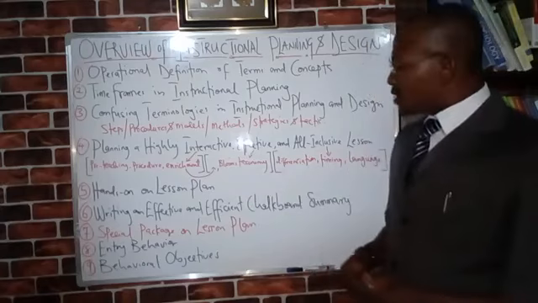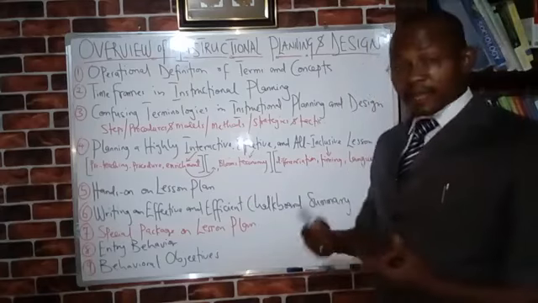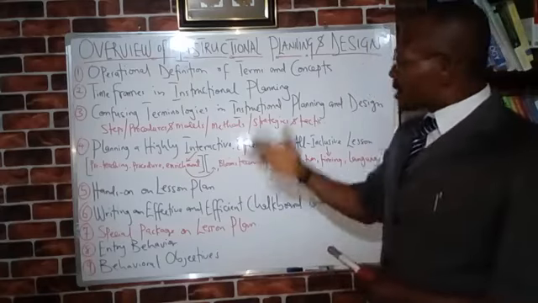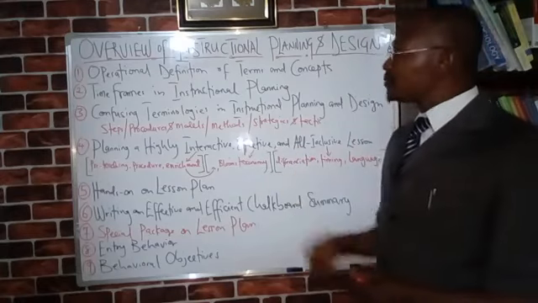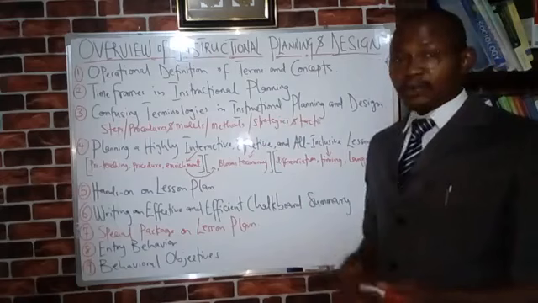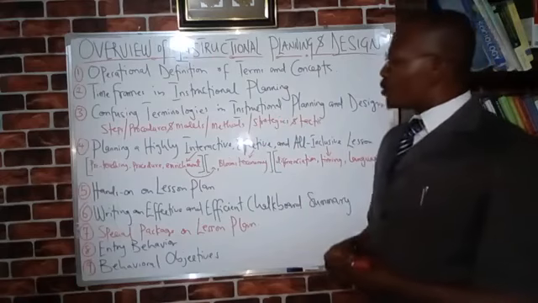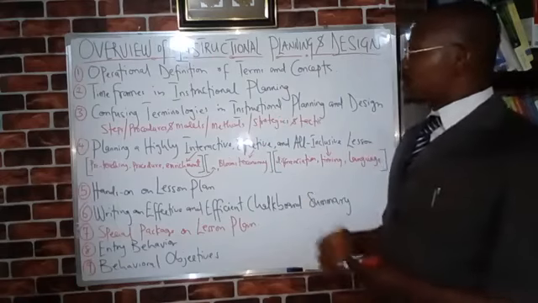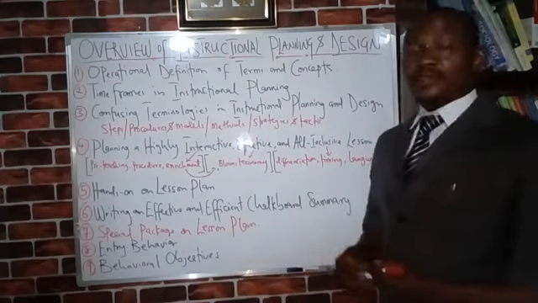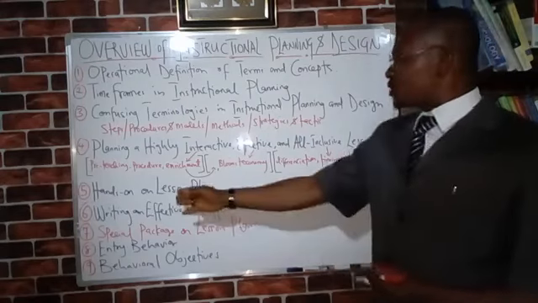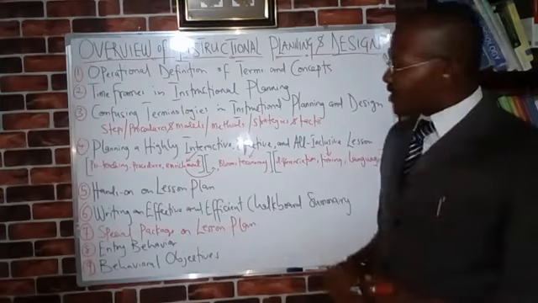We'll be doing a hands-on. That means we'll practically write out a lesson plan using a specific sample, which will not be a golden rule, but just to give a tentative guide on what it actually means to write out a lesson plan. So we're doing a hands-on. That will be on number 5.